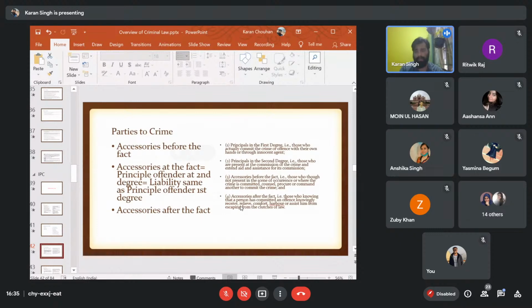Okay, so I'll just ask one question. Maybe you may try to answer it. Let's say that A instigates B to instigate C to murder Z. B accordingly instigates C to murder Z, and C commits that offense in consequence of B's instigation. Whether A will be liable in this instance or not. This example.